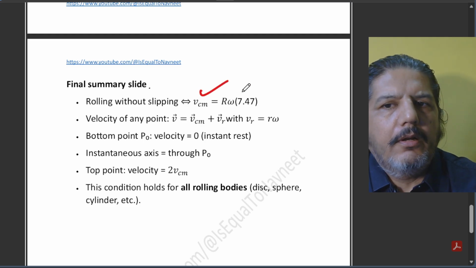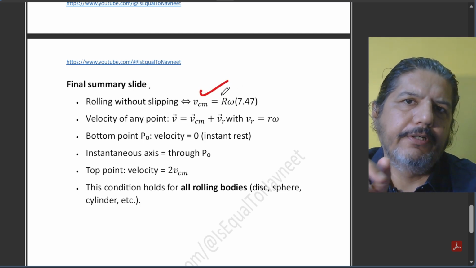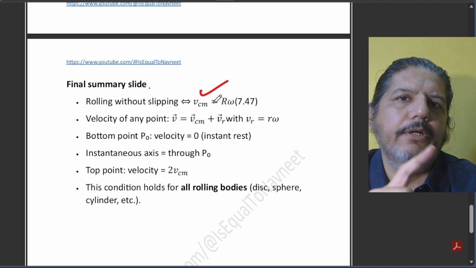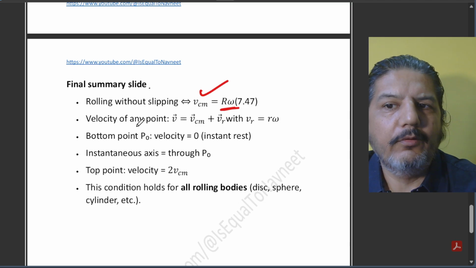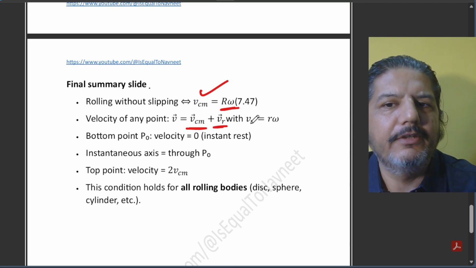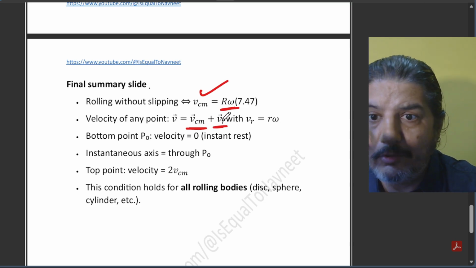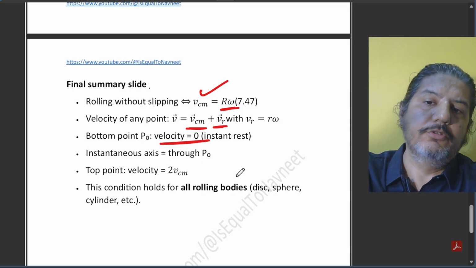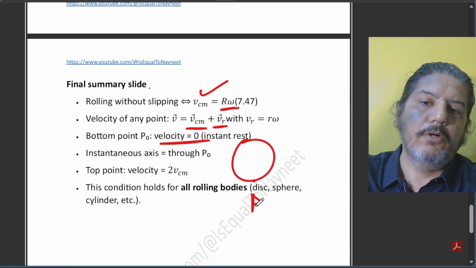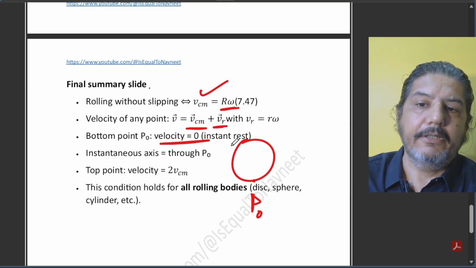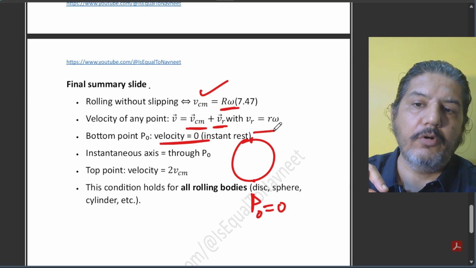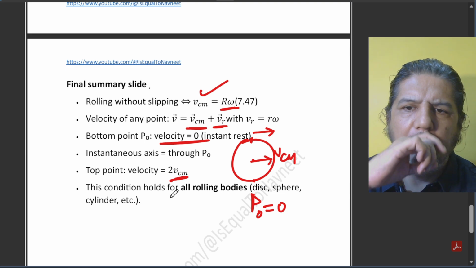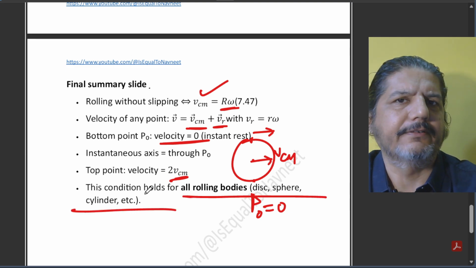In short, this is what we discussed. Vcm is the velocity of the center of mass, and at any point the translational component would always be r omega, where r is the radius of the wheel. If you want to calculate the velocity at any point, it will be given by Vcm plus omega cross r, where r is the position vector of the point. At the bottommost point, this is P naught, the velocity would be 0. At the topmost point, it will be twice of Vcm. At the middle, it will be Vcm. And this holds for all rolling bodies: disk, sphere, cylinder, etc.